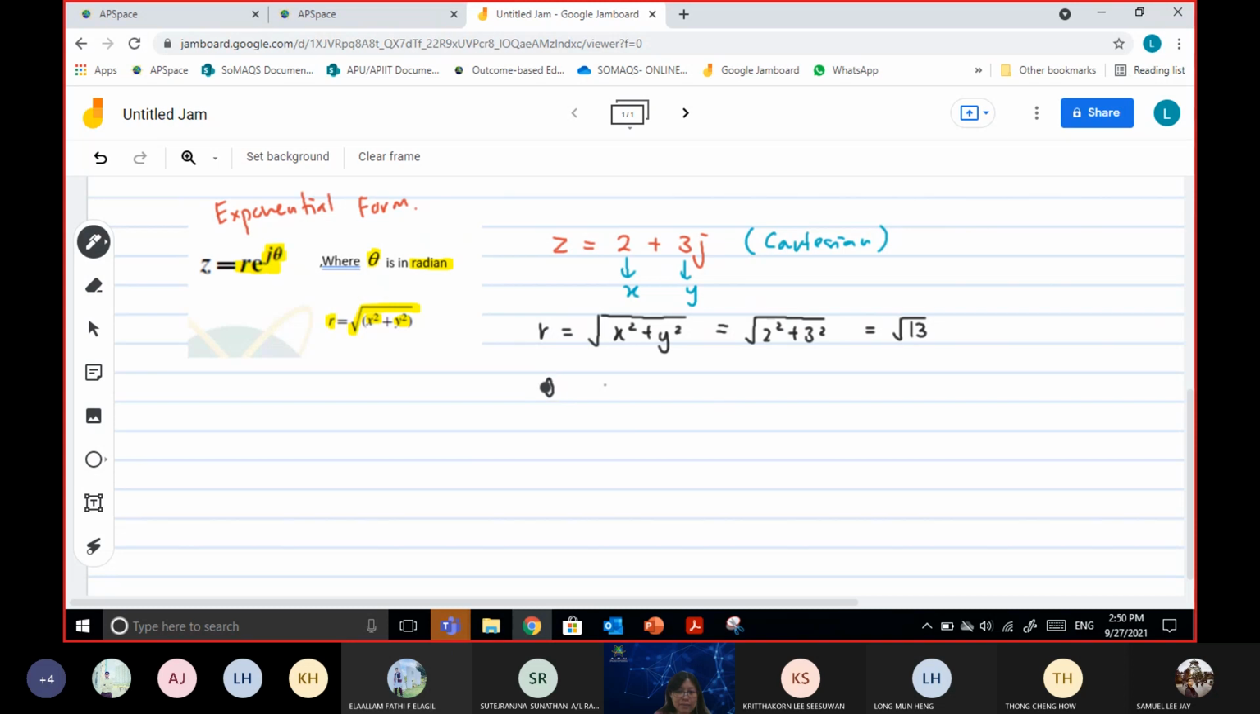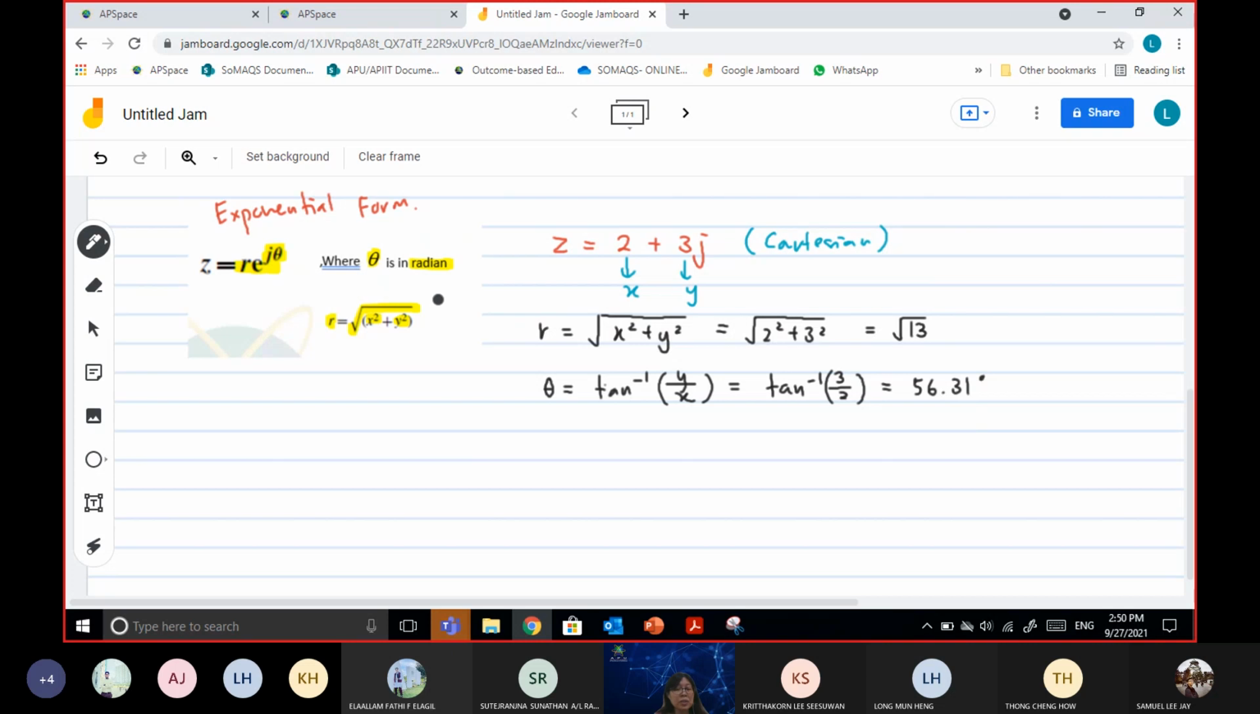Then for the theta, theta is supposed to be the arctangent of y over x. Your y is 3, your x is 2. Since both are positive, x positive and y positive, it is in the first quadrant. So arctangent of 3 over 2. If you press your calculator, you get 56.31 degrees.